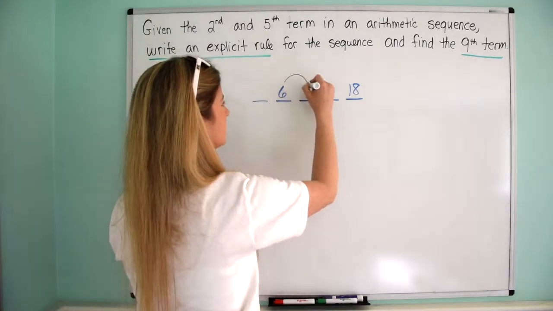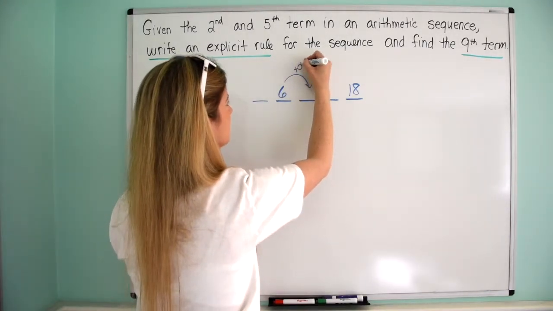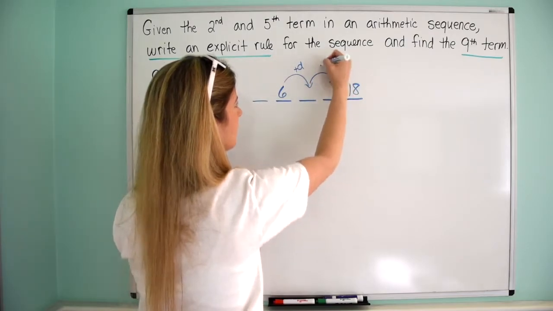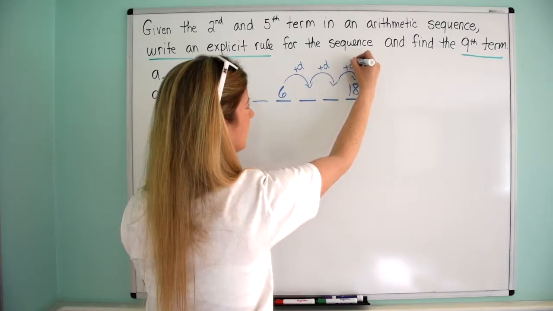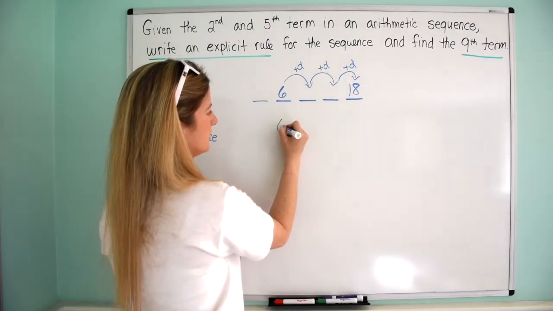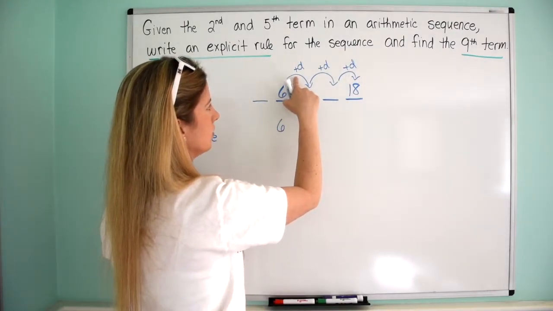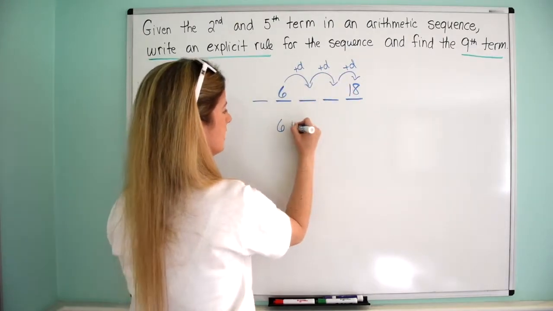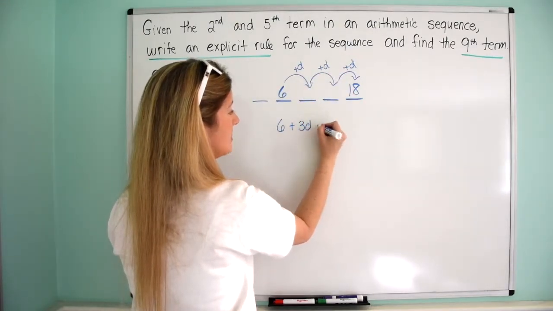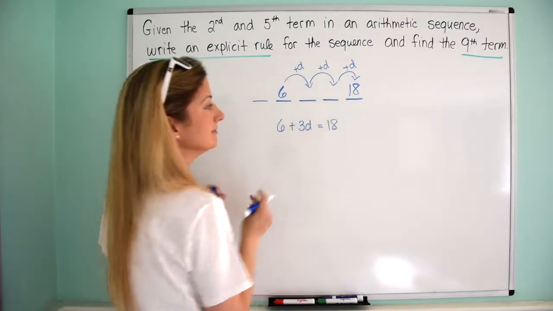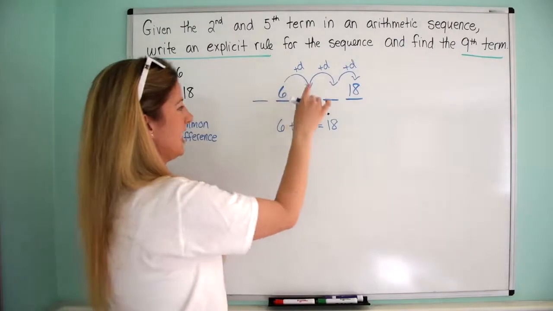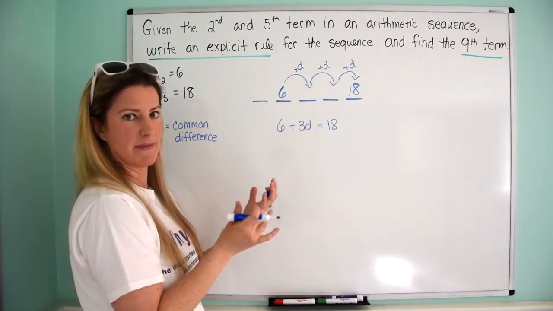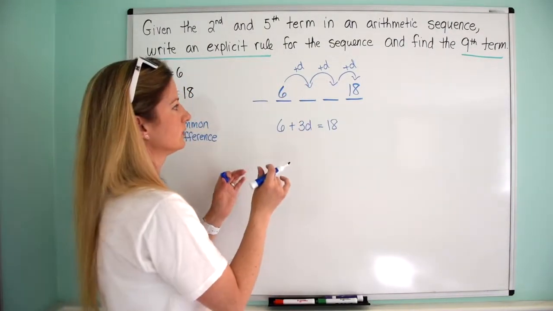To get this next term, we're adding d. And then to get the term after that, we add d again. And then to get the term after that, we add d again. So we started with 6. We added d 1, 2, 3 times, and that's going to give us 18. You see that? Now, I understand for some people that I may have skipped some steps, so this is what I want you to think about.